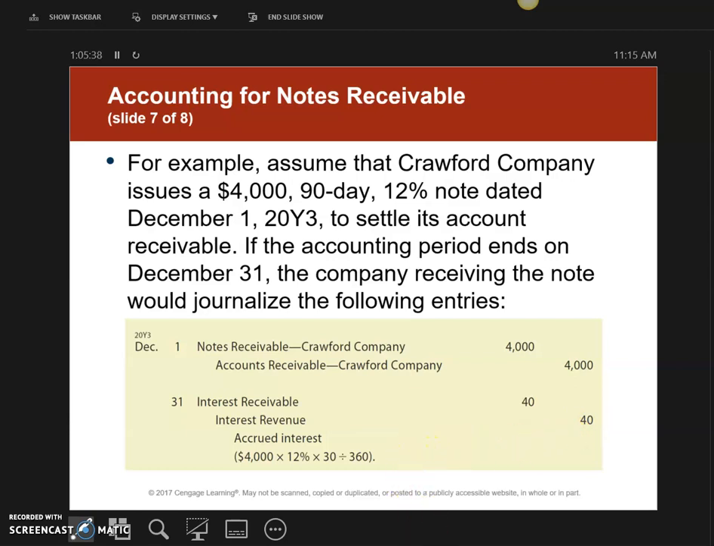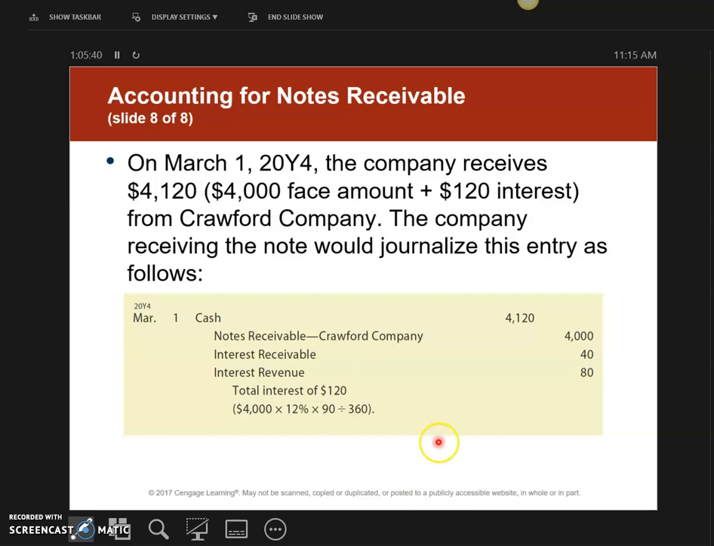Here's the journal entry for when I receive it. On March 1st, and that should have been your due date, I'm going to collect $4,120. Of the $4,000, I'm going to credit notes receivable. The interest receivable is now received. I got the money, so I have to credit that. And the interest revenue for this year is $80.